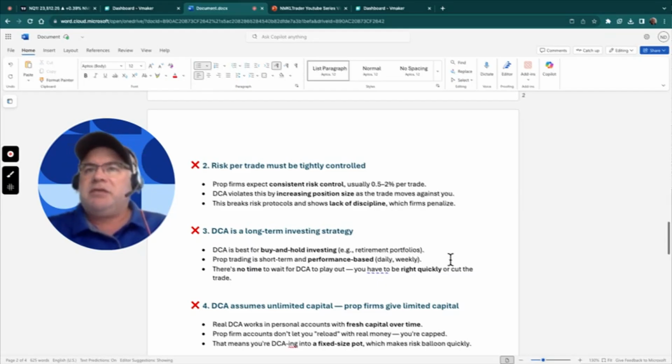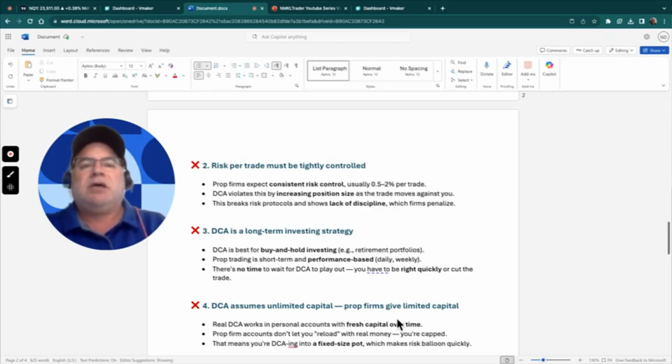Now, a lot of people are going to tell you, well, I passed my eval account using dollar cost averaging. Yes, you did. But did you do it effectively? And are you consistent in your funded account without blowing it? Now, some people can make it, and kudos to them. But what I'm looking at here is the majority of the masses. And I want you to be successful. That's why I talk about this.